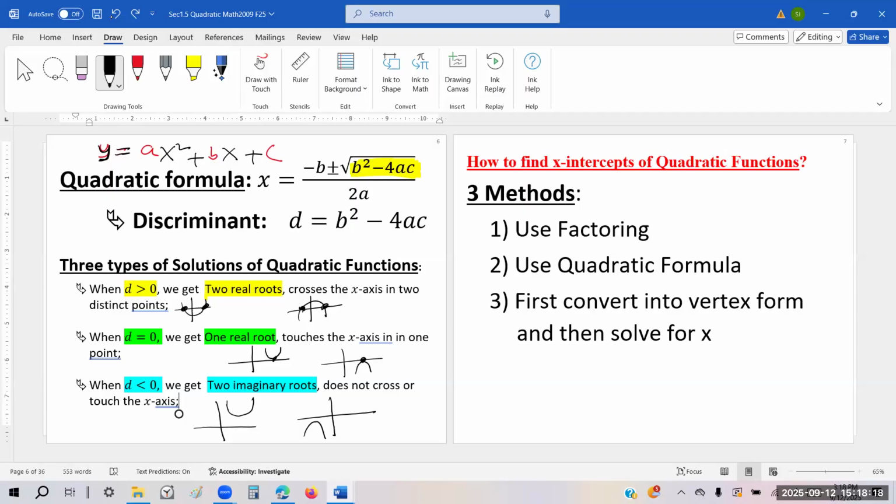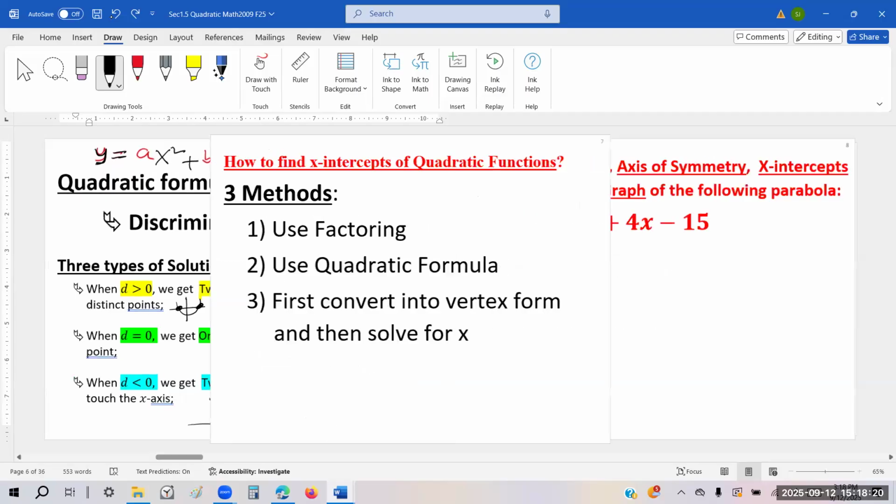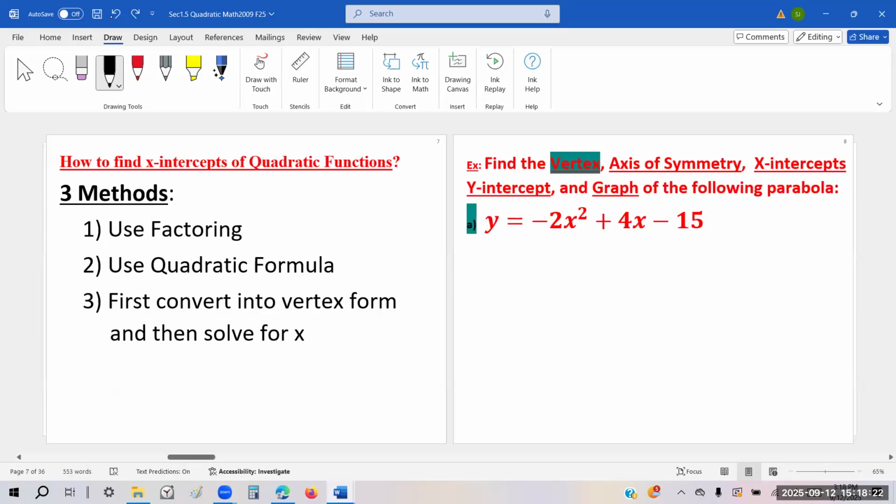But here we are going to talk about, let me see, what do you have? One example. It says find everything about the parabola: find its vertex, find its x-intercept, find its y-intercept, find its axis of symmetry, and graph it for this quadratic equation.